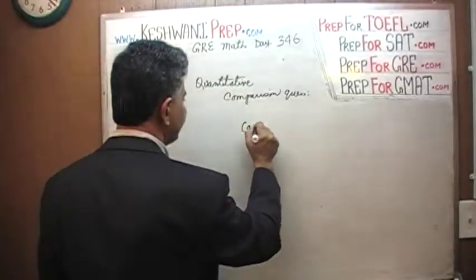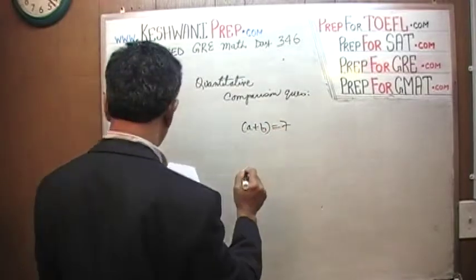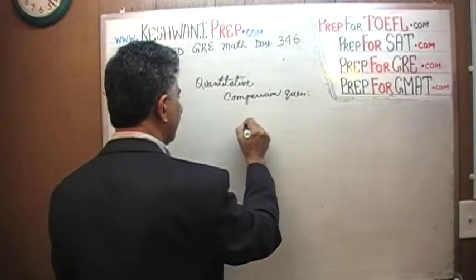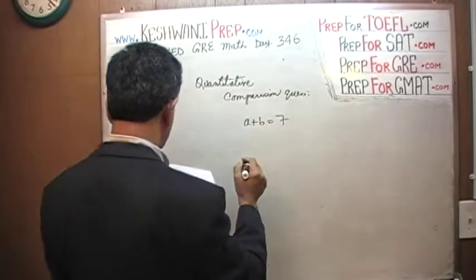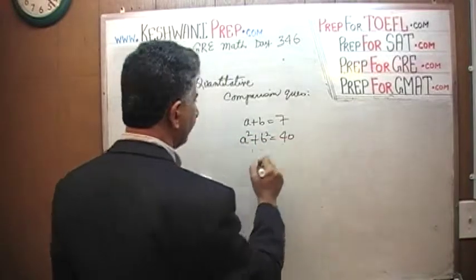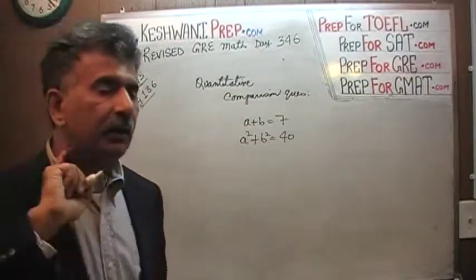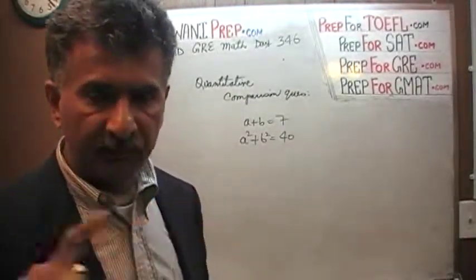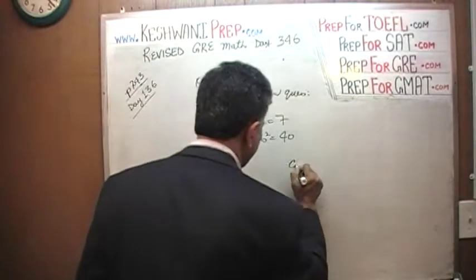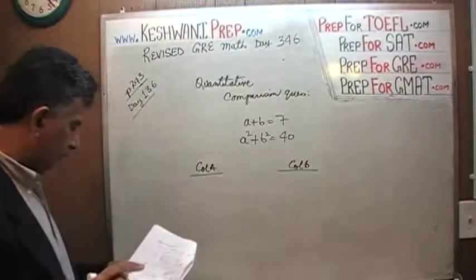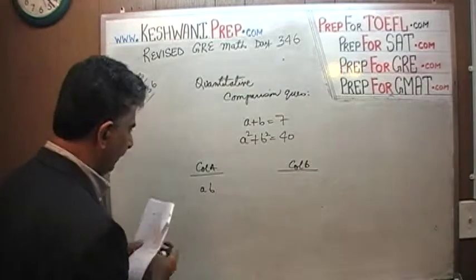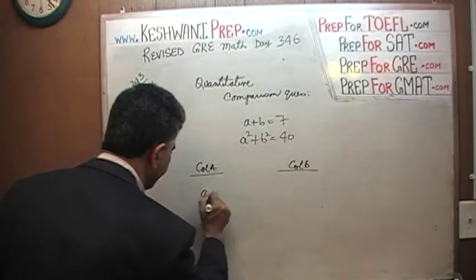We are told that a plus b equals 7. We are also told that a squared plus b squared equals 40. This is the part between the two columns. They give you information that appears between the two columns that applies to the entire problem. And here are two columns, column A and column B. What we are asked to compare is the product of a times b, ab, versus 5.